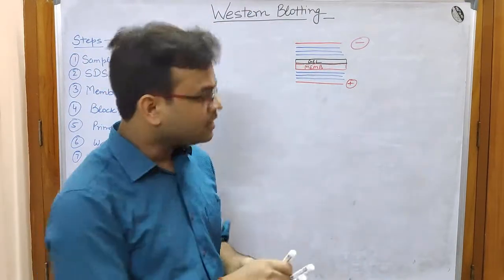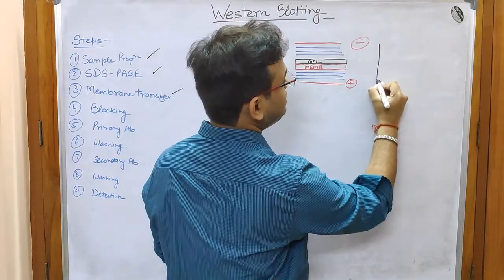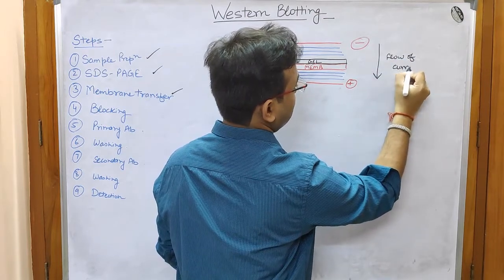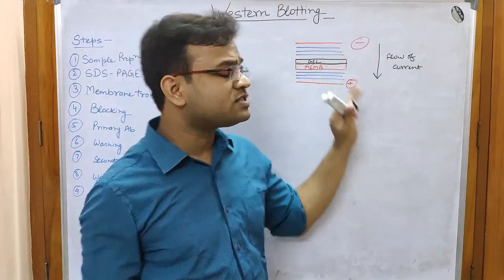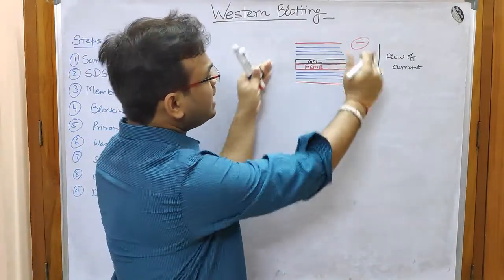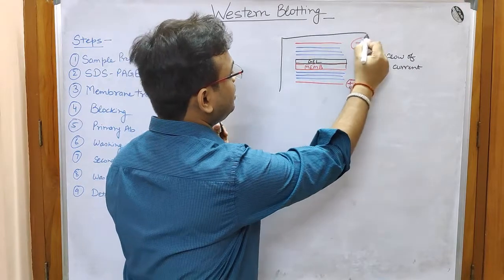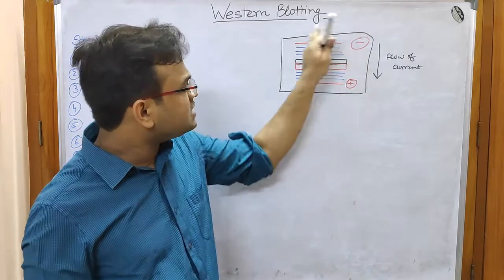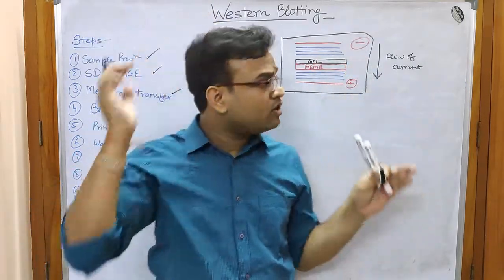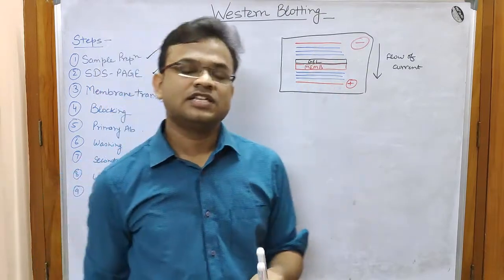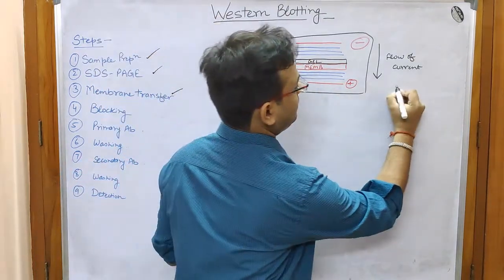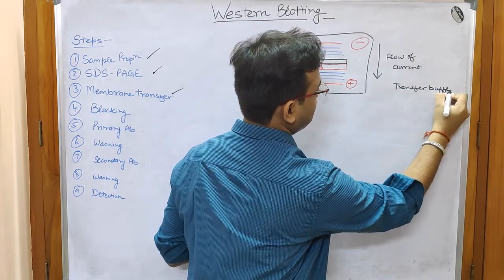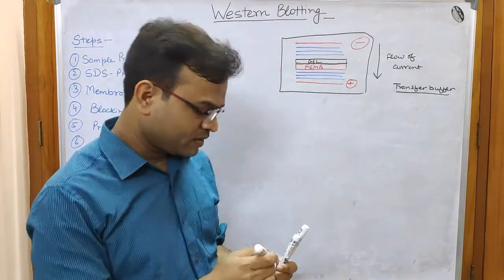So what would be the flow of the current? It would be from the negative to the positive end. This is the flow of current. The concept behind this is that this entire chamber is inside the Western blotting apparatus, as I have already told you, and the chamber is filled with a transfer buffer.